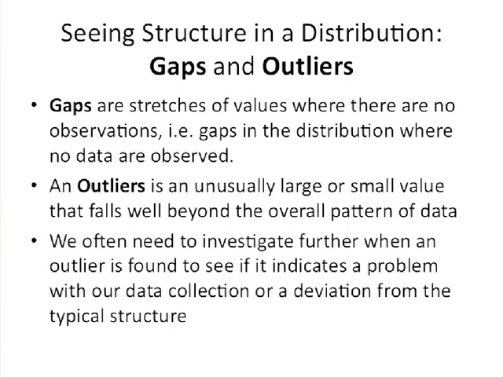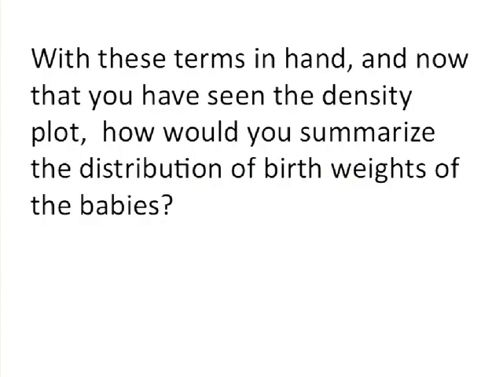And typically, we want to investigate how an outlier might have come about, or what that might mean in terms of the data collection process, if there was a mistake, or if there's real meaning for why we might sometimes have really large observations. Okay, so real quick, let's summarize the birth weight distribution in terms of modes, symmetry, tails, gaps, and outliers.